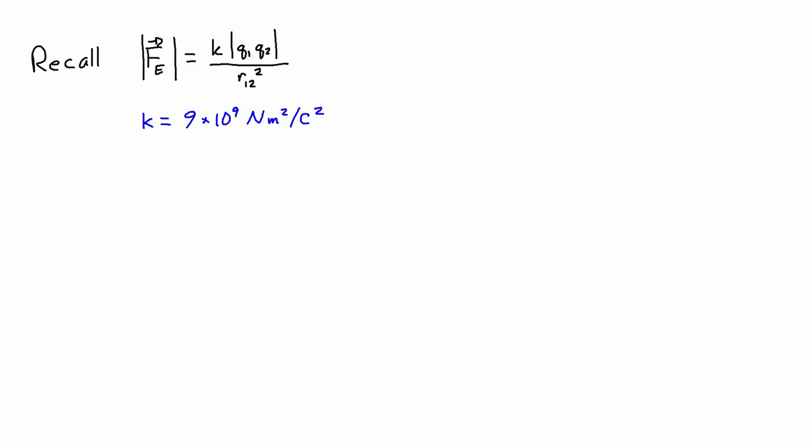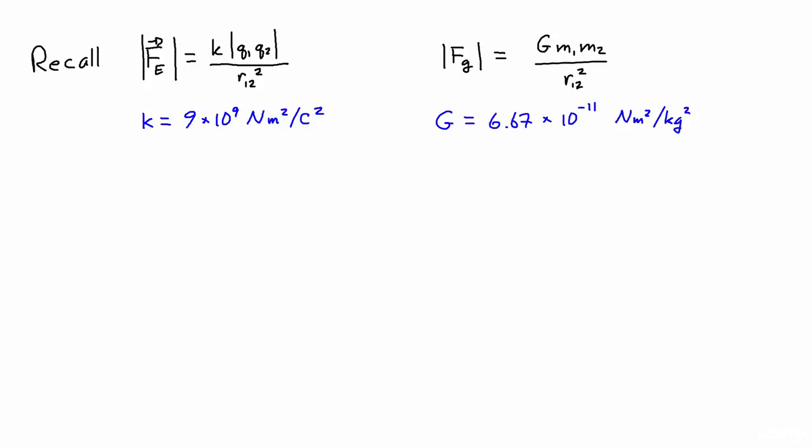If you think back to the last bit on Coulomb's law, we can recall the expression was F_E, the electric force, equals k q1 q2 over r12 squared, and that's for a point charge. We can compare that with Newton's law of universal gravitation, which says that the force of gravity is equal to G m1 m2 over r12 squared. In this case, G is a universal constant, 6.67 times 10 to the negative 11 newton meters squared per kilogram squared.